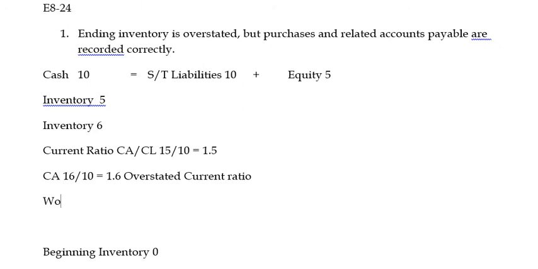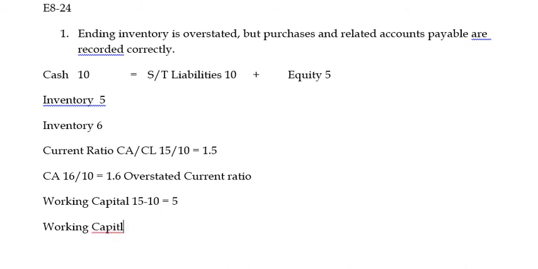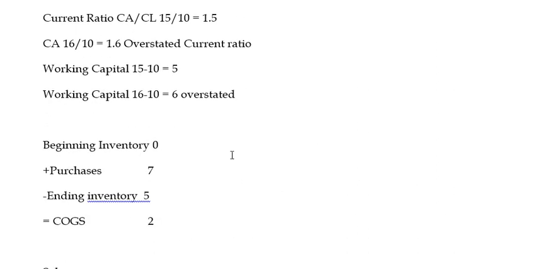When we look at working capital, the correct numbers would be 15 in assets minus current liabilities of 10, so the correct working capital, no ratio here, would be 5. Now that we've misstated our inventory, we have said it's 16 minus 10, and so we have also overstated, since we said working capital is 6 when it's really 5. We've also overstated our working capital calculation. So this affects our balance sheet, and let's go to our income statement.